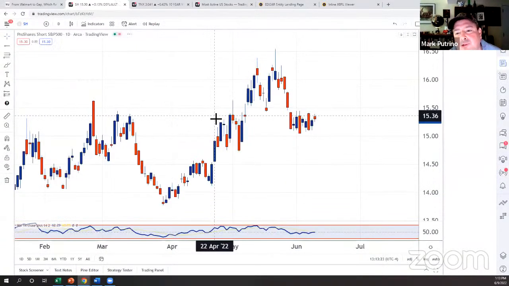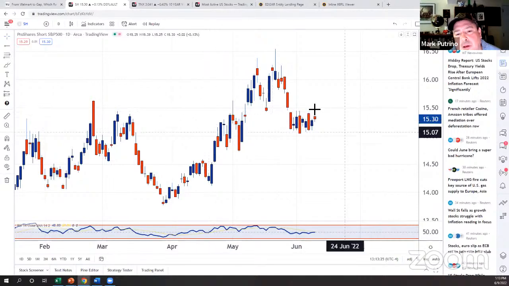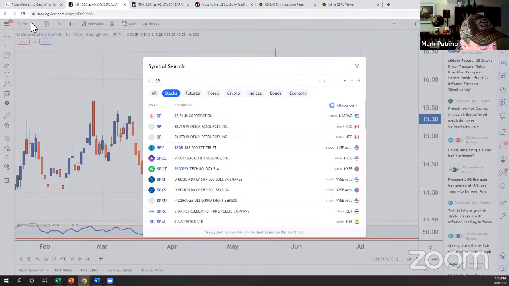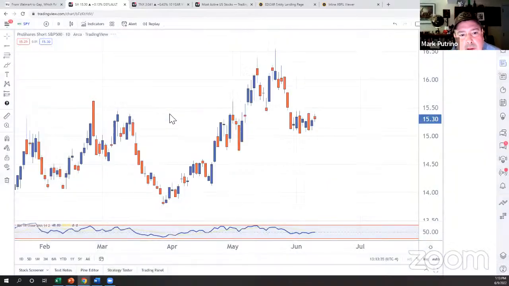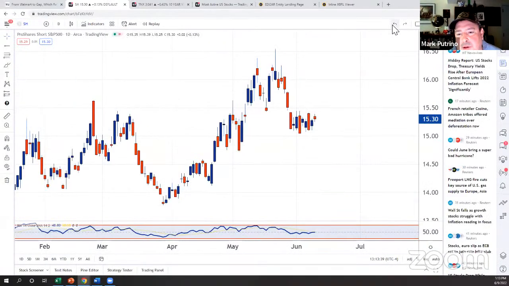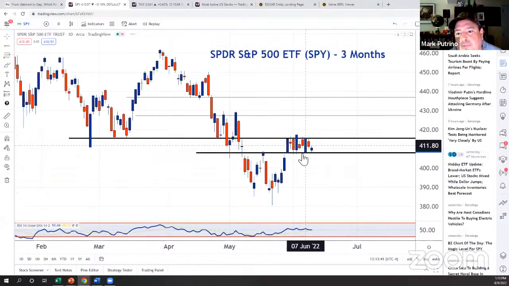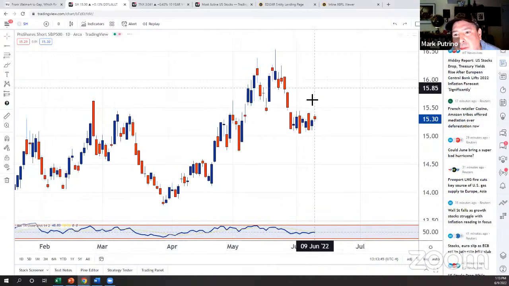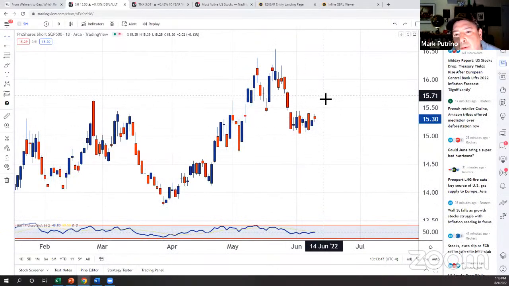This will trade inversely to whatever the S&P is doing. So if the S&P starts to break down, you can tell that the charts are like mirror images of each other, right? So there's SPY, and there's the inverse. So if this starts to go down, this will start to go up by roughly the same percentage.